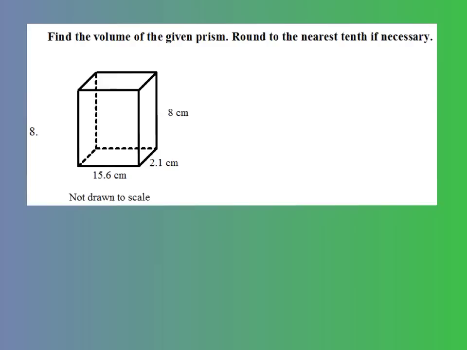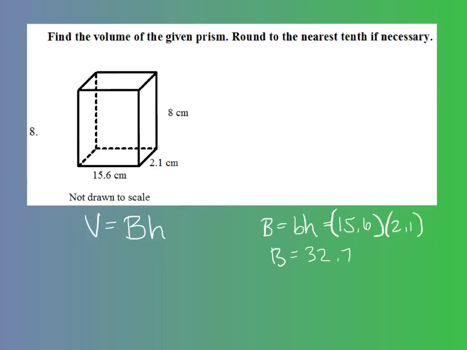All right, so now we're starting to look at volume. I have volume of a prism. So volume equals the area of my base times my height. Well, in this prism, the area of my base is just going to be base times height, which is 15.6 times 2.1. So 15.6 times 2.1, the area of my base is 32.76. So I'm going to plug that into my formula over here.